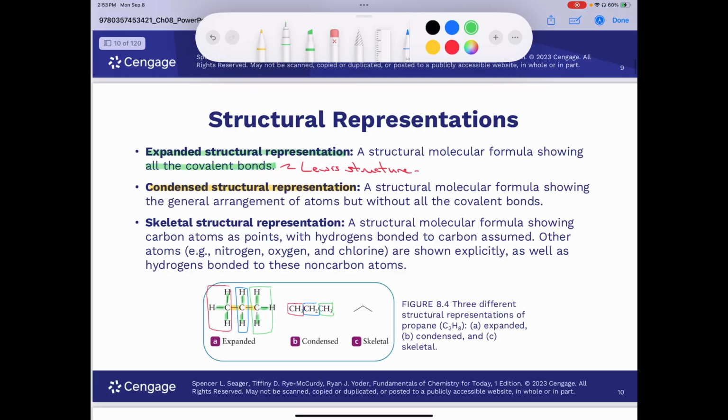And a skeletal structural representation is a molecular formula showing carbon atoms as points with hydrogens bonded to the carbon atoms as being assumed. Other atoms like nitrogen, oxygen, chlorine, bromine, fluorine, iodine, sulfur, those would be shown explicitly, as well as the hydrogens that are bound to these non-carbon atoms.